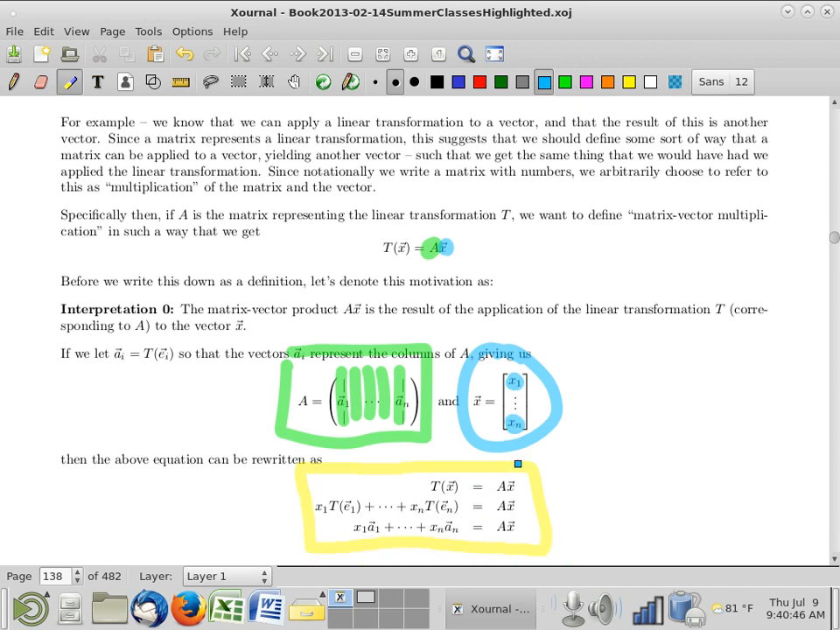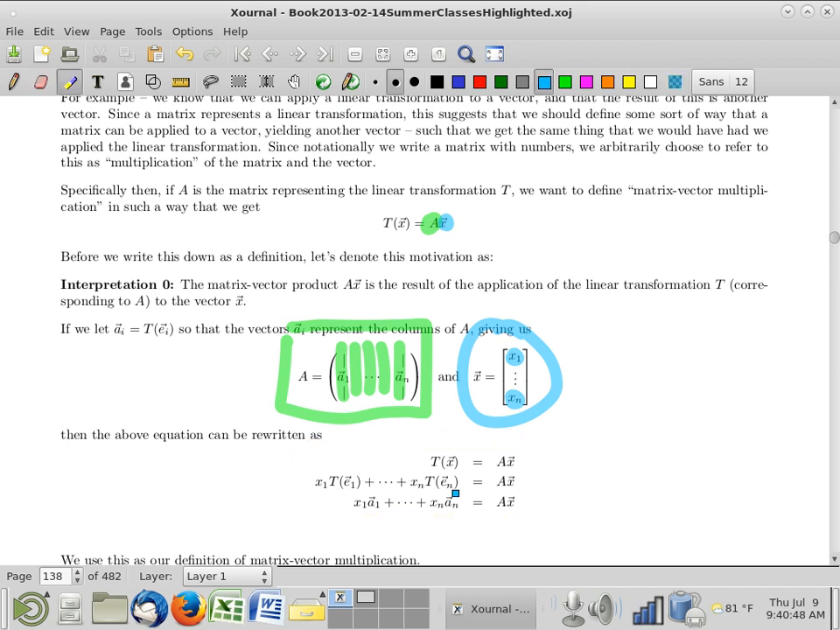Well, keep in mind, based on our interpretation 0 here, I need this product to equal T of x. But T of x, if you look at this little calculation here, being as it is a linear combination of standard basis vectors, I can rewrite like this. These standard basis images, I'm running out of colors again.